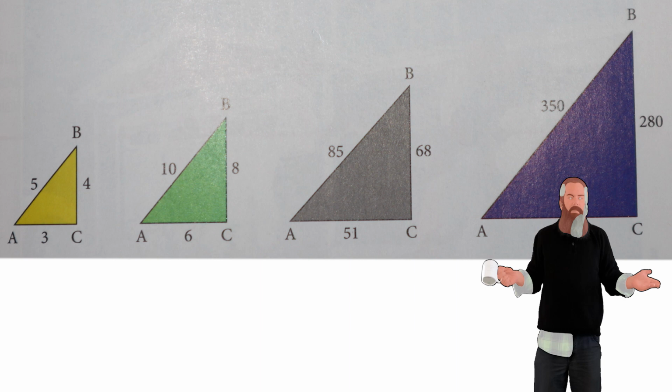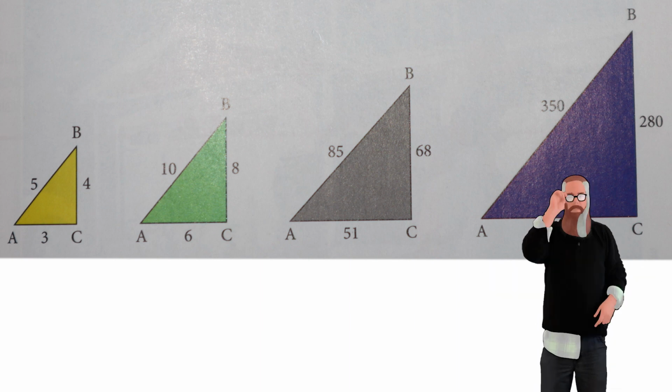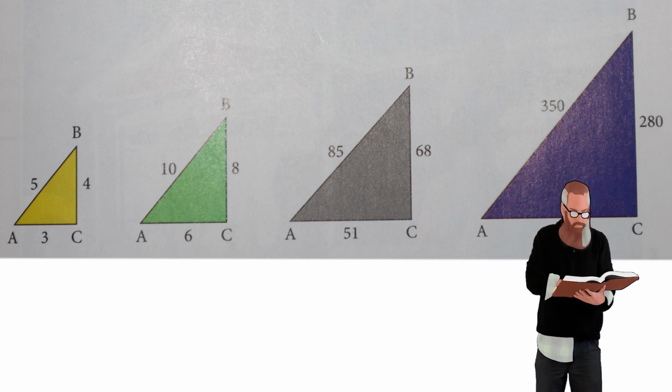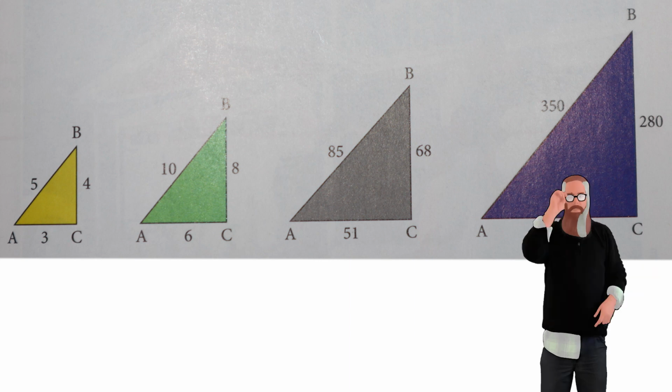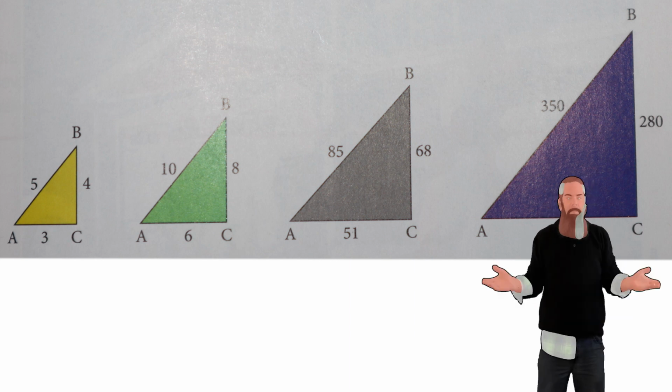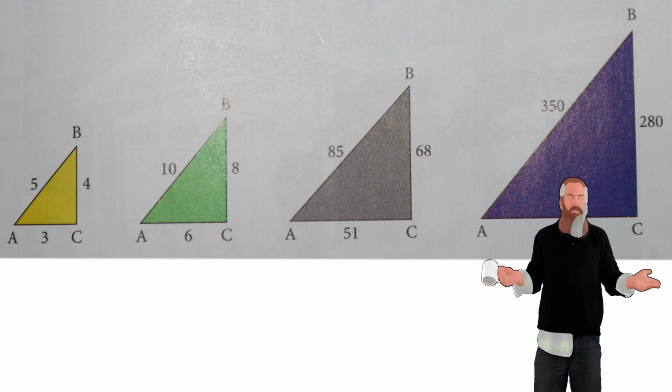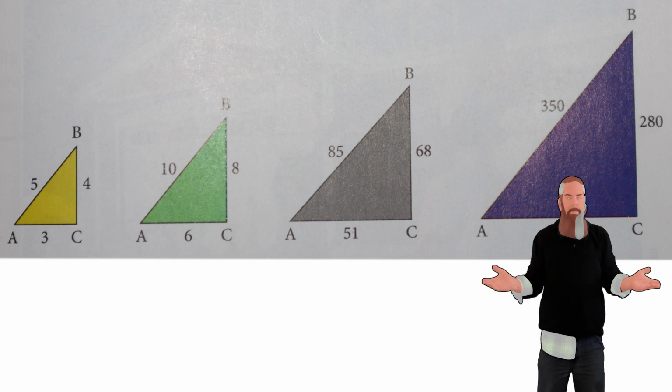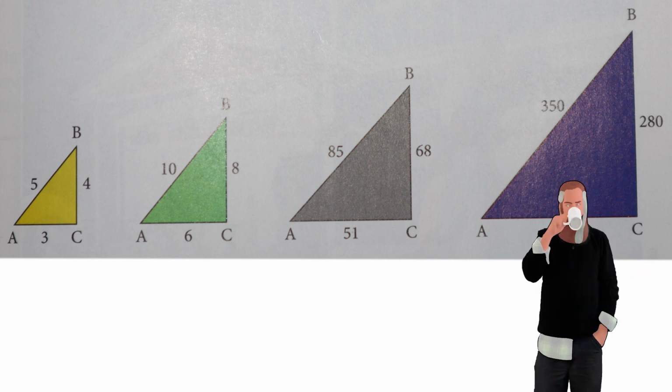Look at the ratio opposite over adjacent with respect to angle A. In all triangles, the ratio is the same, 4 over 3. The ratio of the opposite side to the adjacent side is called the tangent, abbreviated tan. For any angle, this ratio can be found using the tangent key on your calculator.